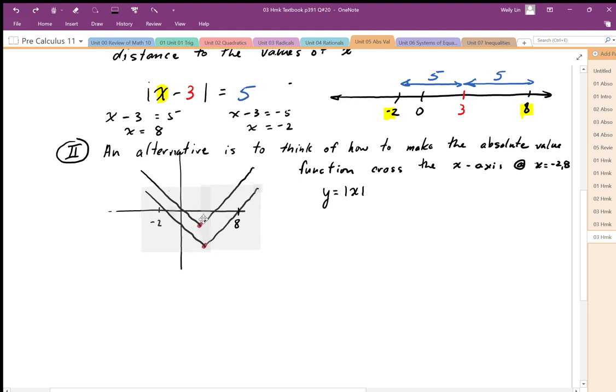Now to make that happen, because of the symmetry of the graph, the middle of the graph has to be in the middle of the two solutions. Okay, so it's got to be at x equals +3. So it has to be there. So I know that the horizontal shift of this graph then has to be x minus 3.